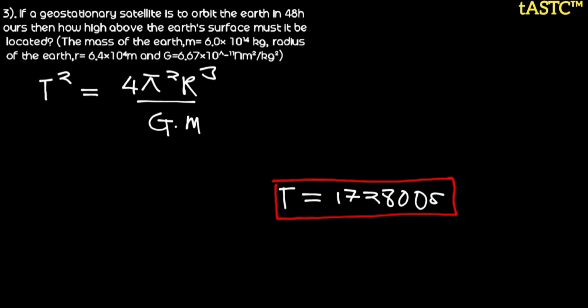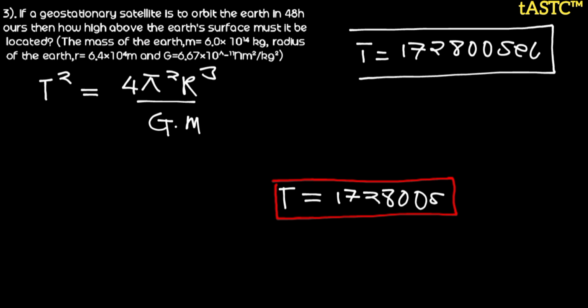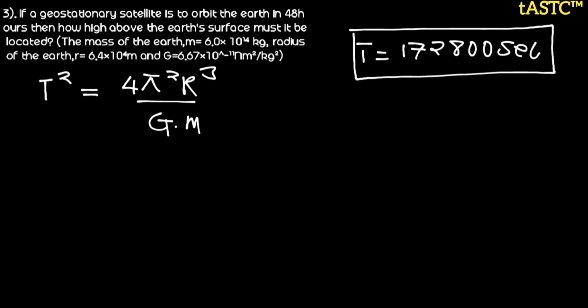So in order to find what the height is, we just need to find what r is going to be. So we need to make r the subject. I need to write t up here. So t is 172,800 seconds. So that should stay here. I'm going to wipe this away. So we need to make r the subject.